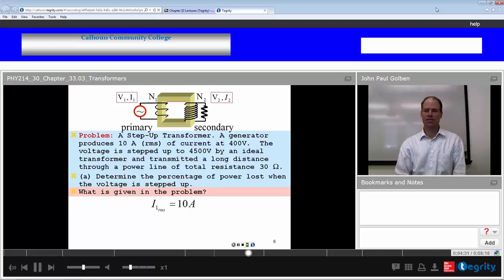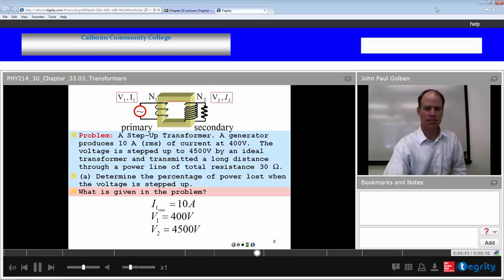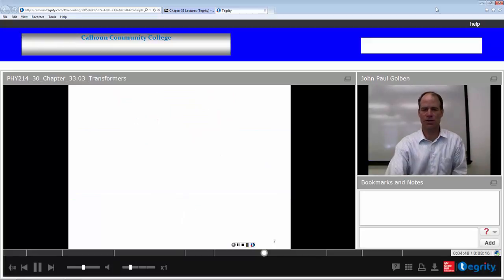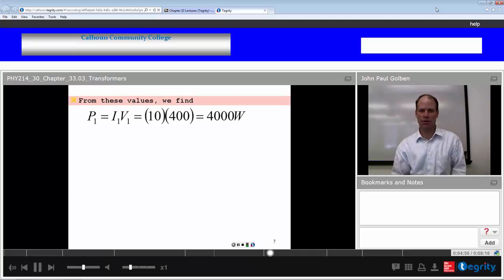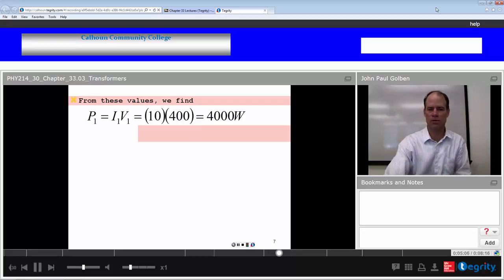Our original current is 10 amps, looking in from the primary circuit, RMS. Our voltage in the primary circuit is 400 volts. Our voltage in the secondary circuit is 4,500 volts. And the resistance of our load of the secondary circuit is 30 ohms. From these values, we know that our power from the input is 10 amps RMS times 400 volts, or 4,000 watts. That will also be the power on the secondary, because the power presumably is transformed equally.